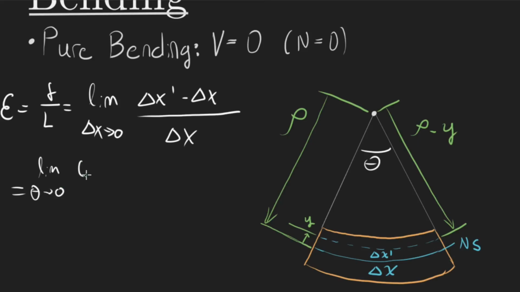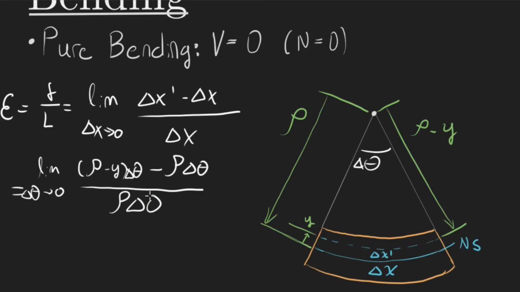And then here we're going to say rho minus y times our delta theta. I use delta theta here since we're looking at a change in theta angle from here to here. And if you remember, radians are defined such that if I take my angle and multiply by the radius, I get the length. So this is just the same thing as the arc length at this radius rho minus y, which is our delta x prime. And we'll have to subtract rho delta theta, and then divide this all over our delta x, which is just again rho delta theta.